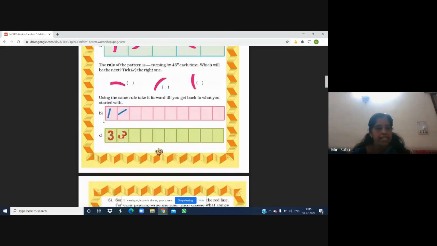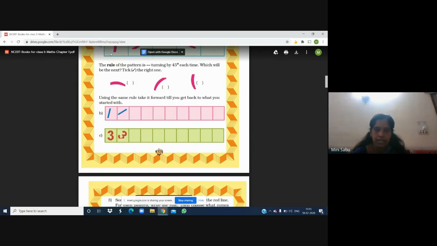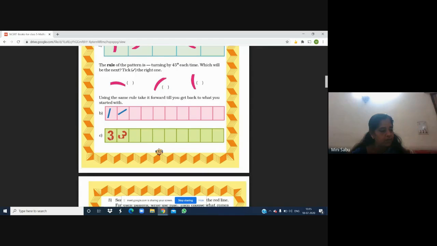Okay, now the next, also in the book something else is given. In your book, here L is given, same pattern. Okay, just like this one, same. You can do that. And here instead of 3, capital P is given, same pattern, 45 degree turn. You can do that also.